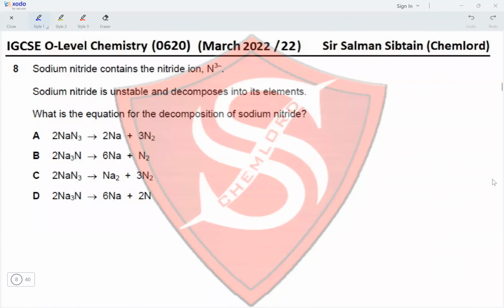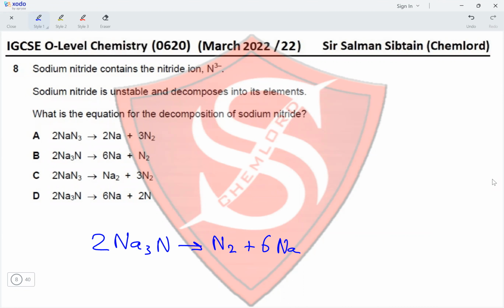Question 8. Sodium nitride contains the nitride ion N3 negative. Sodium nitride is unstable and decomposes into its elements. What is the equation for the decomposition of sodium nitride? So when sodium nitride decomposes into its elements, we would have nitrogen gas forming, that would be N2. And since sodium nitride contains one nitrogen ion, we would need at least 2 moles of Na3N. So this would produce 1 mole of nitrogen gas and 6 moles of sodium atoms because sodium is a monoatomic element. So this should be the correct equation for the decomposition of sodium nitride.